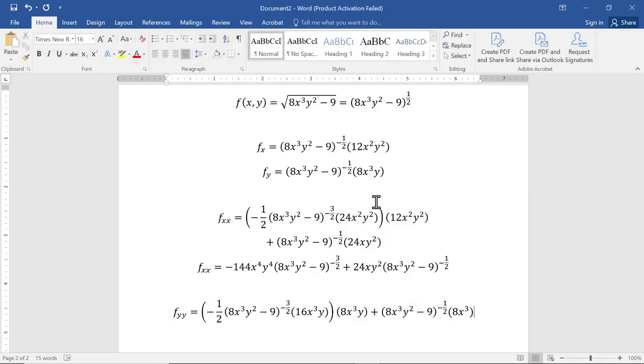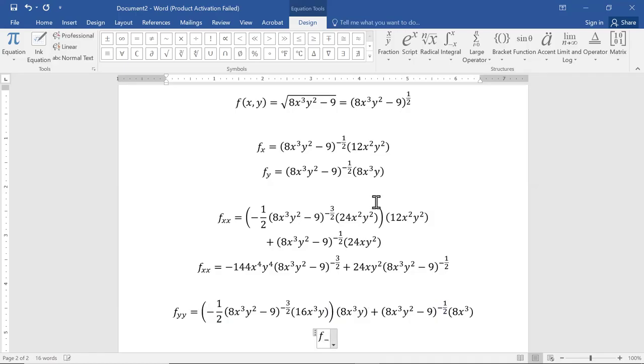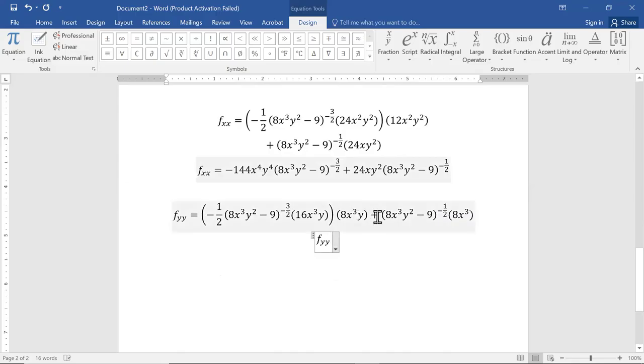That one's a little bit shorter than the last one. I'm still going to clean that up. F sub y cleaned up a little bit. Negative 1/2 times 16x to the 3rd y times 8x to the 3rd y gives me a negative 64x to the 6th y to the 2nd power.